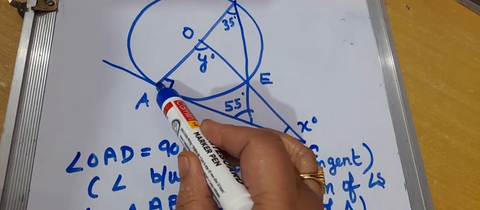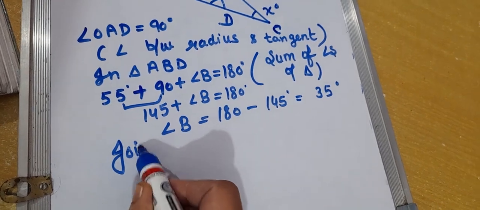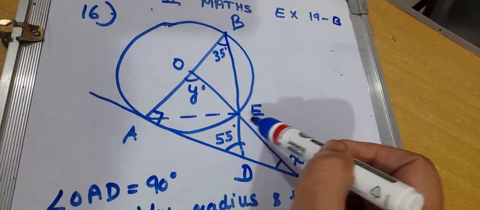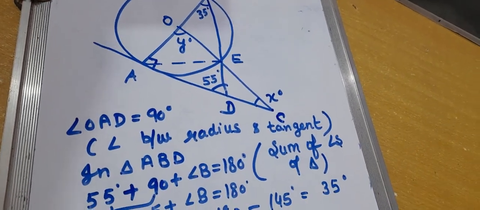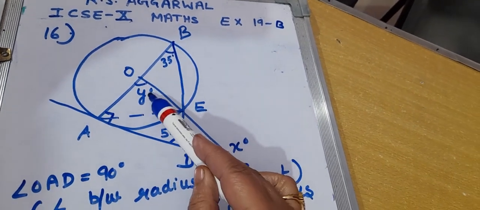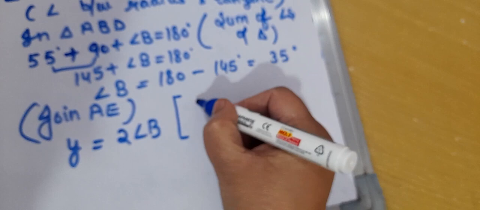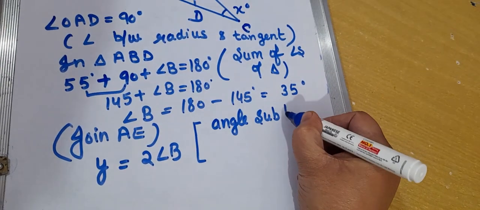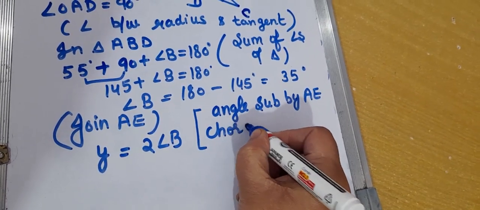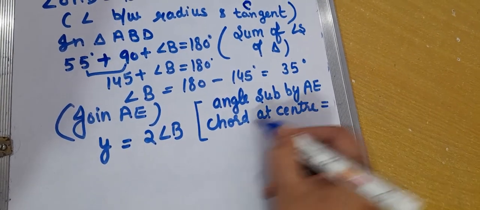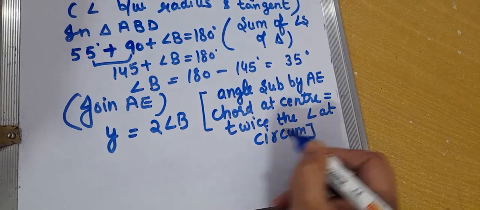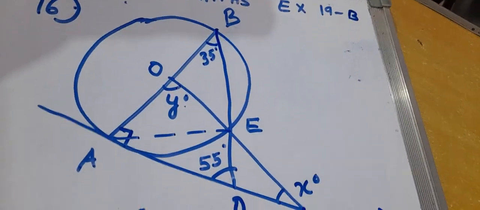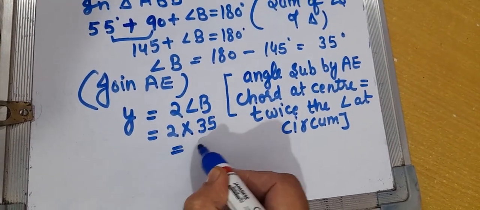Now we can find Y. First of all, join AE. Right here, join AE. Now when we join AE, AE subtends angle Y at the center and 35, that is angle B, at the circumference. So Y is equal to 2 angle B. Angle at the center is twice the angle at the circumference. In brackets we will write the property: angle subtended by chord AE at the center is equal to twice the angle at the circumference. So Y will be equal to 2 into the magnitude of angle B, 35. So 2 into 35, 70 degrees.